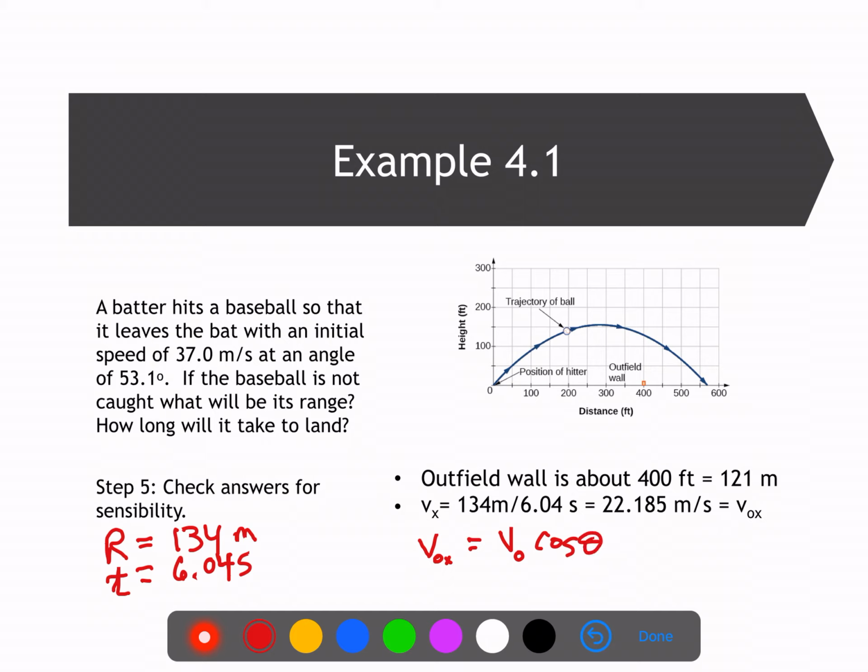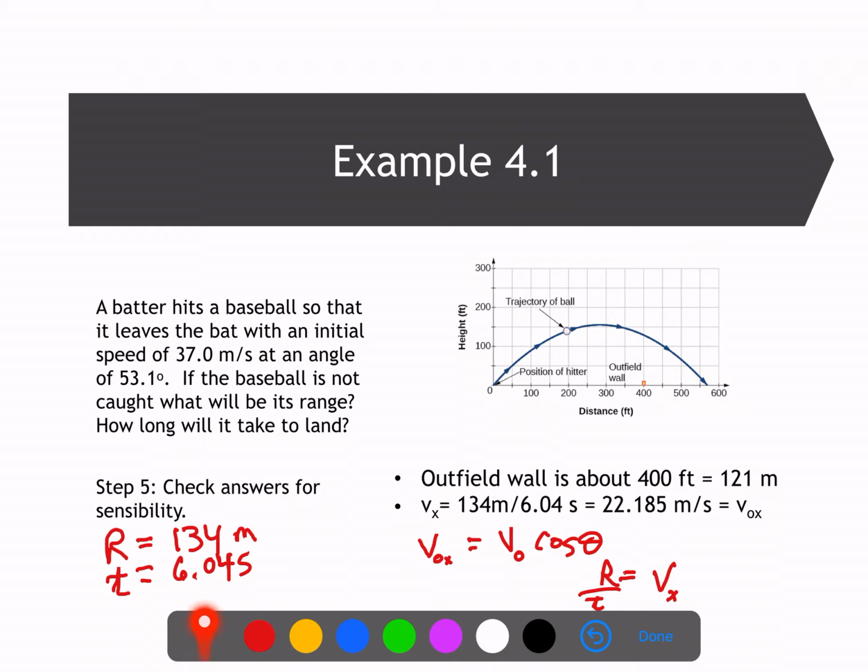cosine of theta. But we can also think about that in terms of the range divided by the time being equal to the velocity in the x direction. And so if I take this divided by this, I get some initial speed in the x direction of about 22 meters per second, which doesn't seem altogether unreasonable given the overall speed here.